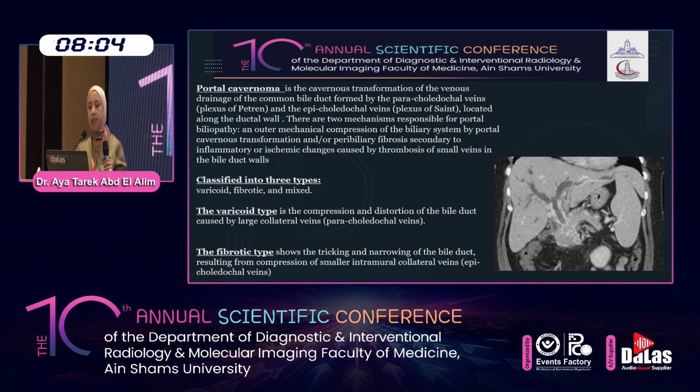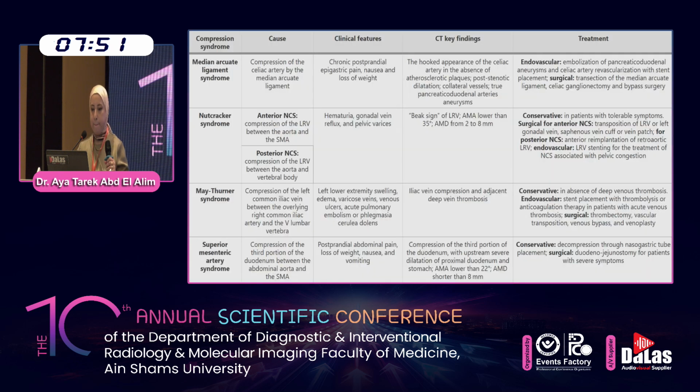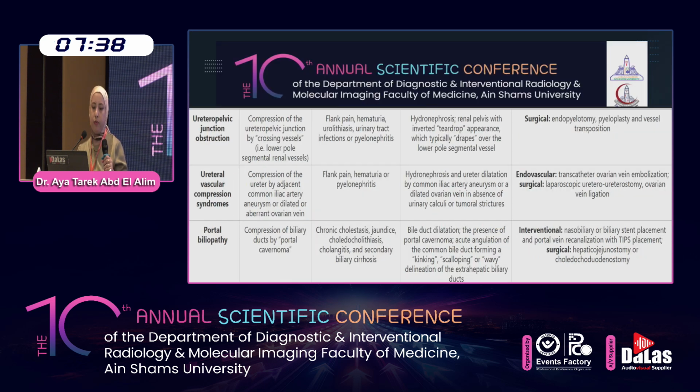The varicoid type is the compression and distortion of the bile duct caused by large collateral veins. The fibrotic type shows thickening and narrowing of the bile duct resulting from the compression by smaller intramural collateral veins. And this table summarizes the compression syndromes, the causes, clinical features, CT key findings, and the proposed treatment. This is the continuation of the table showing uretero-pelvic junction obstruction and ureteral vascular compression with portal biliopathy, also summarizing the cause, clinical picture, imaging, and treatment.